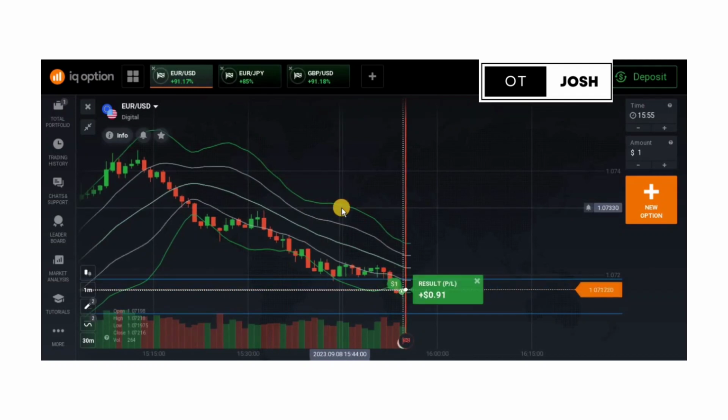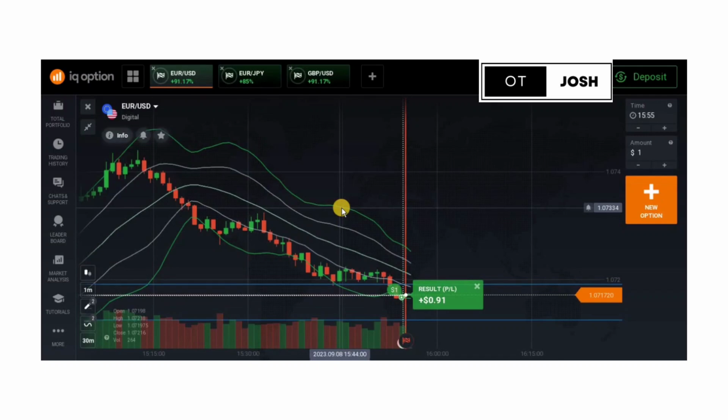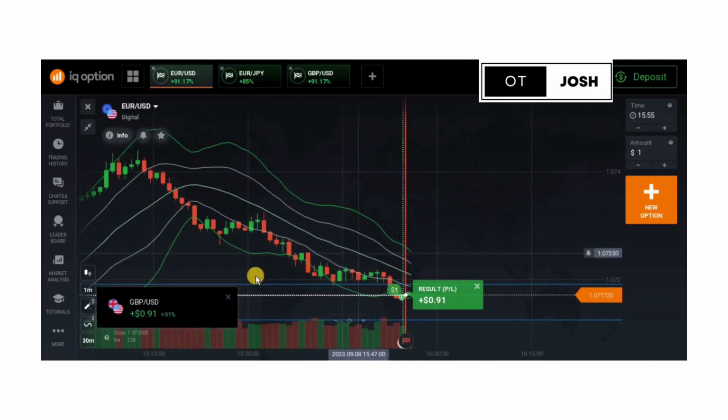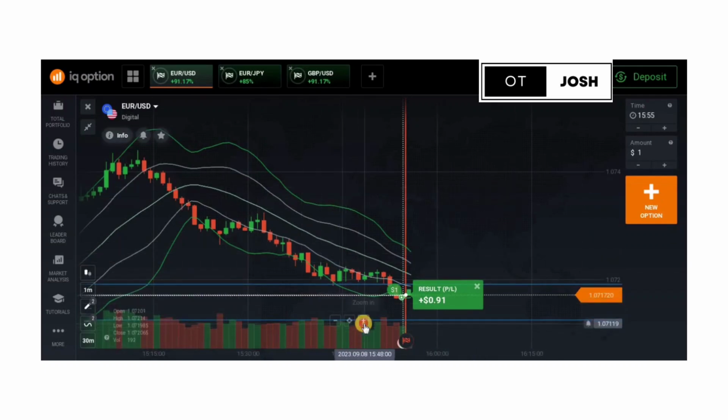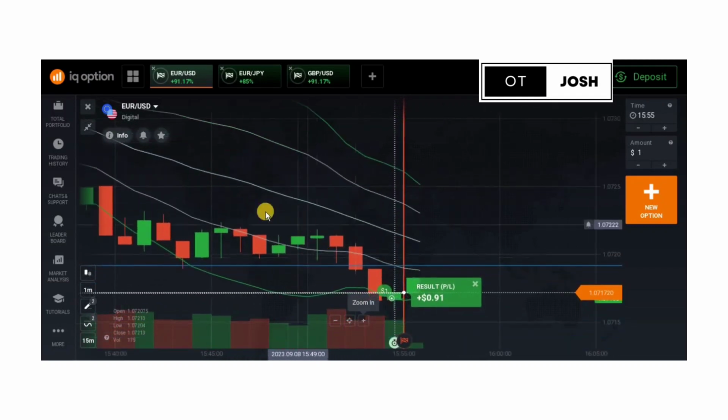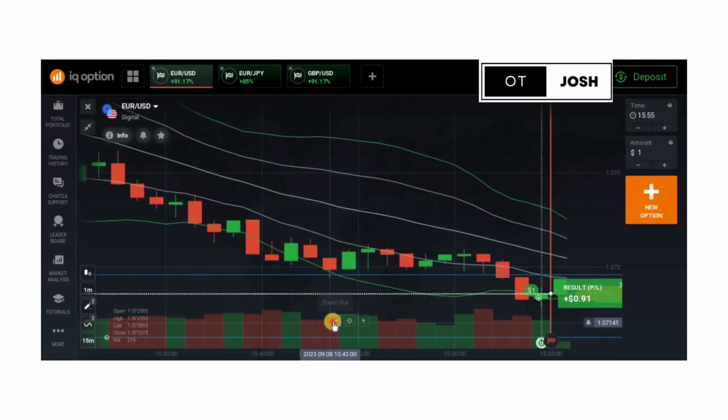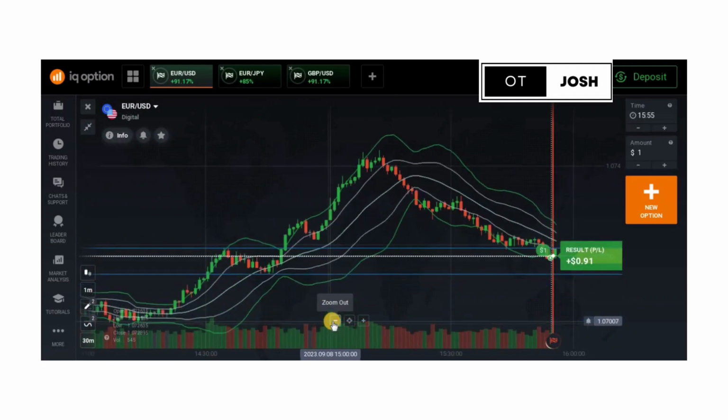It has a win ratio of over 80%. I can assure you of that. It has a very good win ratio, a very profitable strategy. So now let me explain these trades, how I got them.